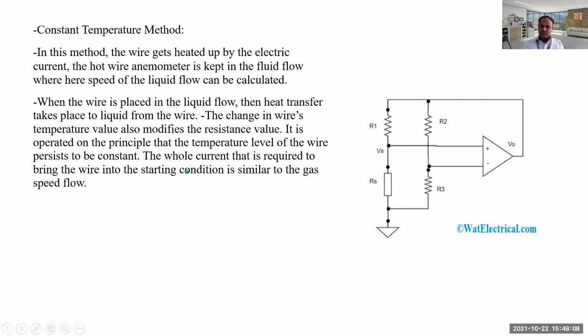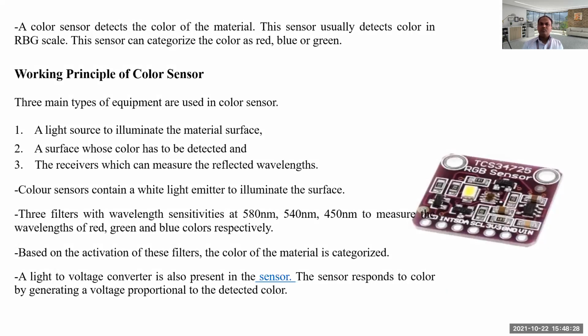is to remain constant. The whole current that is required to bring the wire back to the starting condition is similar to the gas speed flow. So we are going to keep the temperature constant, and whatever current is required will give you the proportion of speed flow.